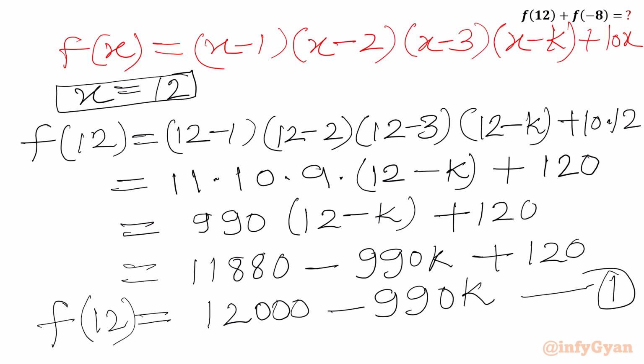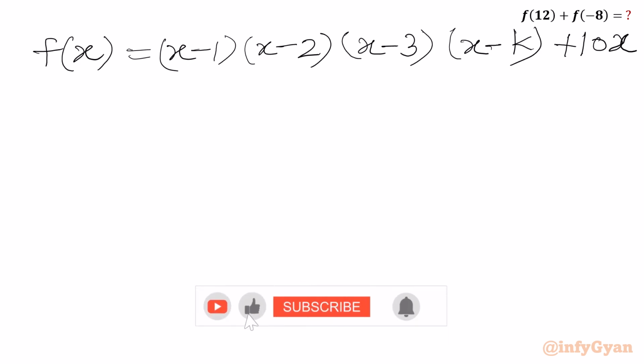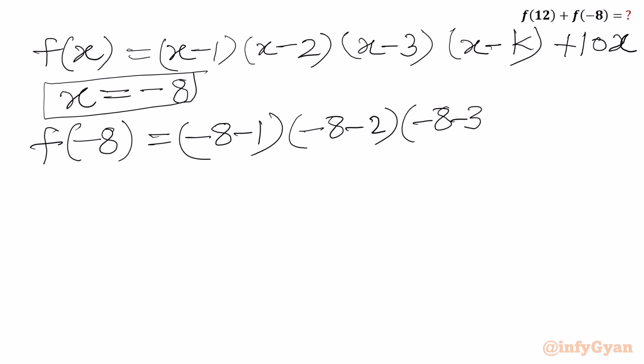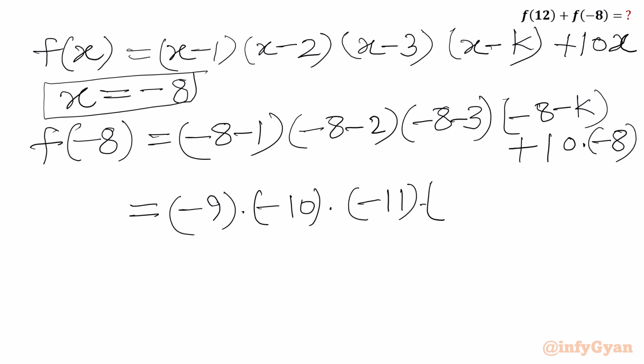Now we will plug in x equal to negative 8. We will calculate f of minus 8, this value. So I will write f(x) first. Here it is. Now I will put x equal to negative 8. So we will write polynomial f of minus 8 value. This will be equal to minus 8 minus 1, minus 8 minus 2, minus 8 minus 3, then minus 8 minus k plus 10x, so 10 times minus 8. Let's simplify. So minus 8 minus 1 will give us minus 9, times minus 8 minus 2 is minus 10. Minus 8 minus 3 is minus 11. And then we have minus 8 minus k. 10 times minus 8 is minus 80.